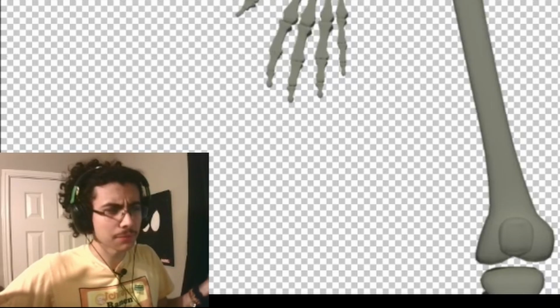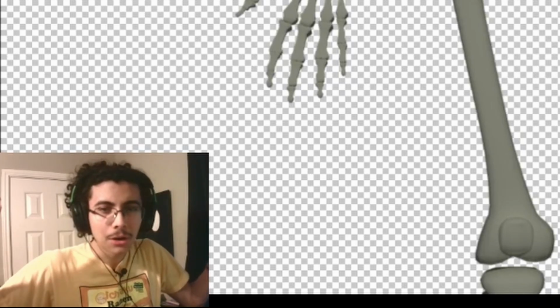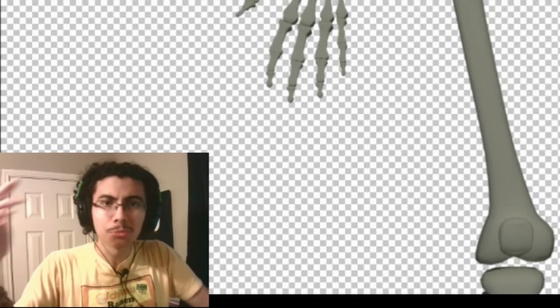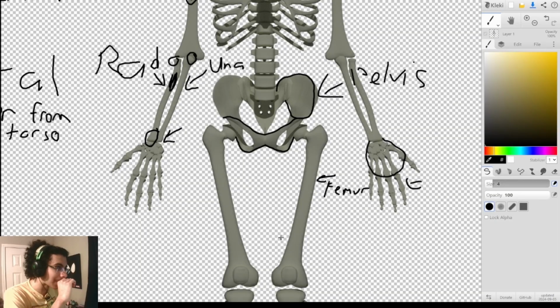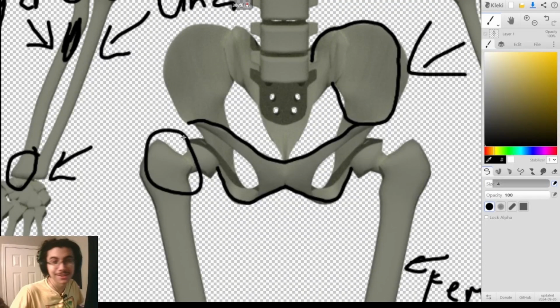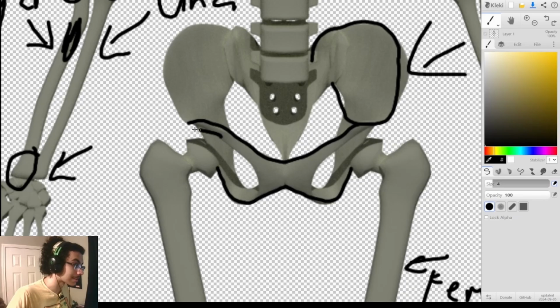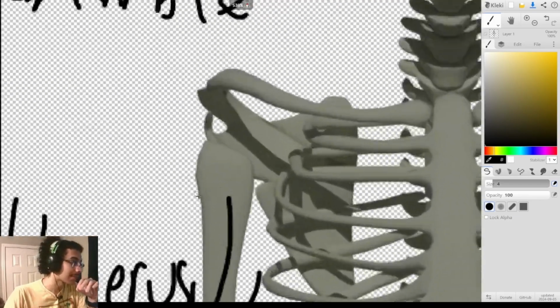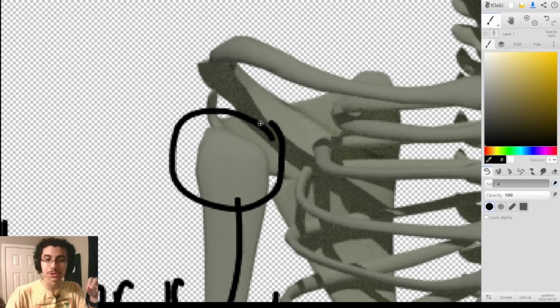But you may be thinking to yourself, oh, but how am I supposed to know the difference between a femur and a really big humerus? Well, it's simple. The femur has a different proximal end because it attaches to the pelvis. I circled the wrong thing. This is part of the femur. The humerus doesn't have that because it's attached to the shoulder, which allows you to do this and stuff.